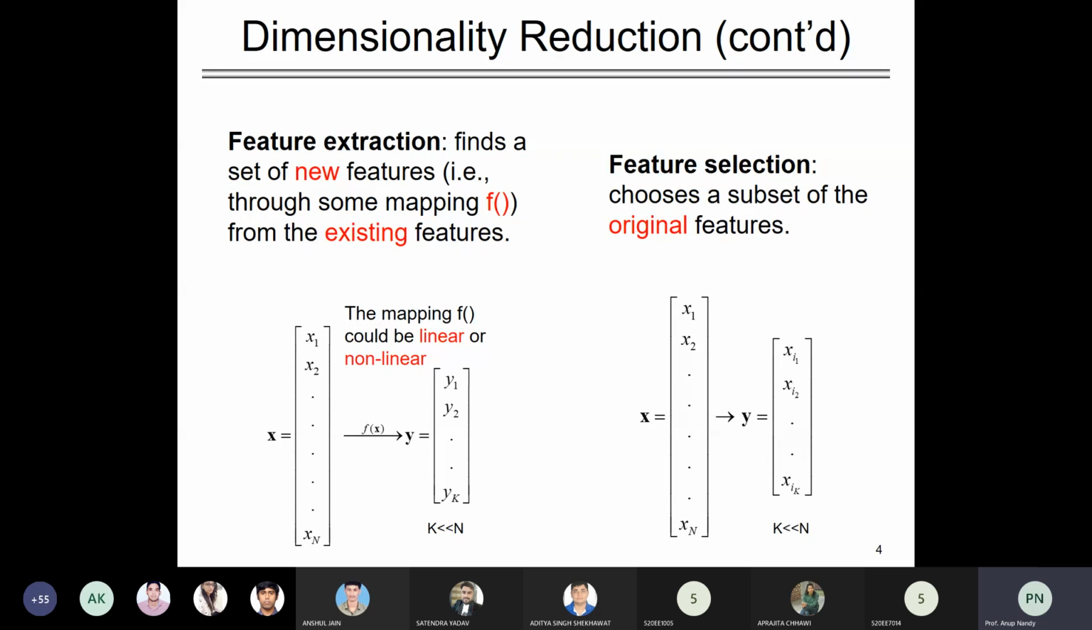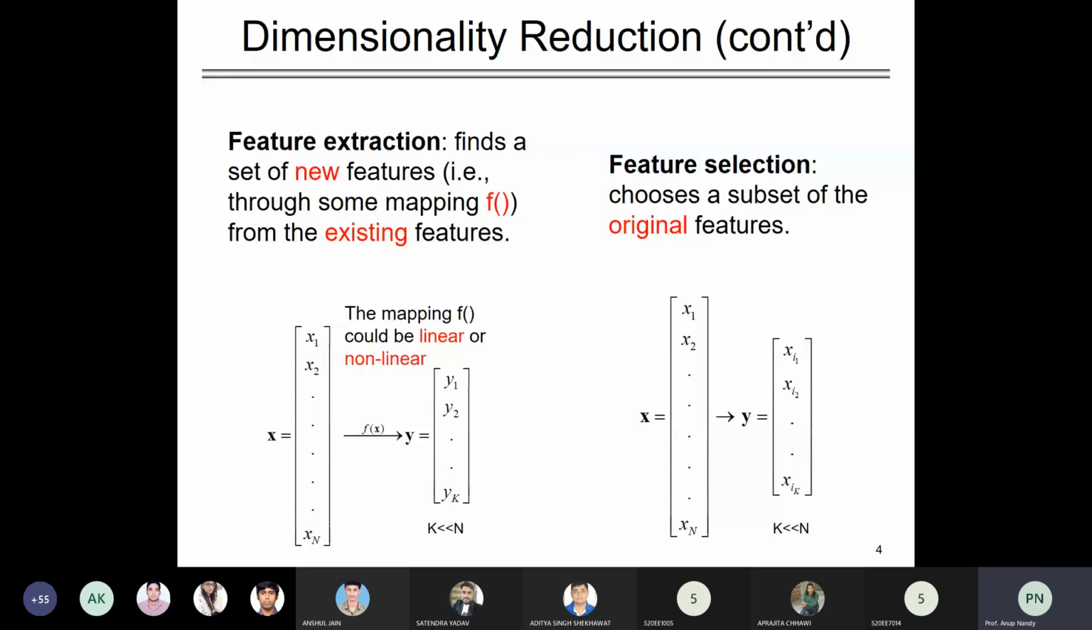Now, if you have this capital X with n-dimensional features x1 to xn, and you are going to apply some function f of x, and this function may be a linear function or a nonlinear function, then it will generate a new set of features, that is Y equal to y1 to yk, where k is less than n. So you are trying to generate new features. This is called feature extraction.